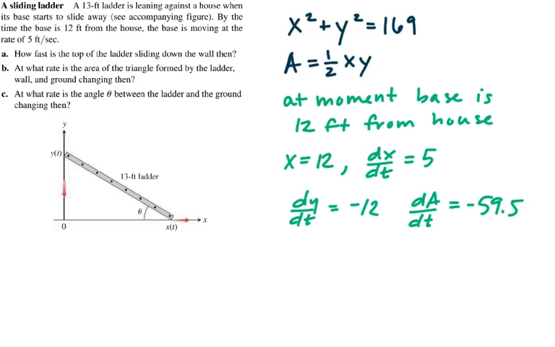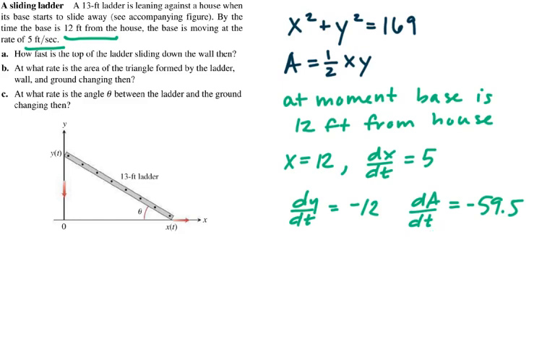So we're continuing this problem and talking about part C now, but I went ahead and transferred it over to a new page. And I wrote our equations that are always going to be consistent. When we're dealing with the triangle, this ladder is always going to be 13 feet. So we always have x squared plus y squared is 169. The area is always going to be related by 1/2 x times y. And then we have this moment information. At 12 feet from the house, the base is moving at a rate of 5 feet per second. So x is 12, dx/dt is 5, and we found that the rate at which the ladder is sliding down the wall is negative 12, and the area is shrinking at 59.5 feet squared per second.